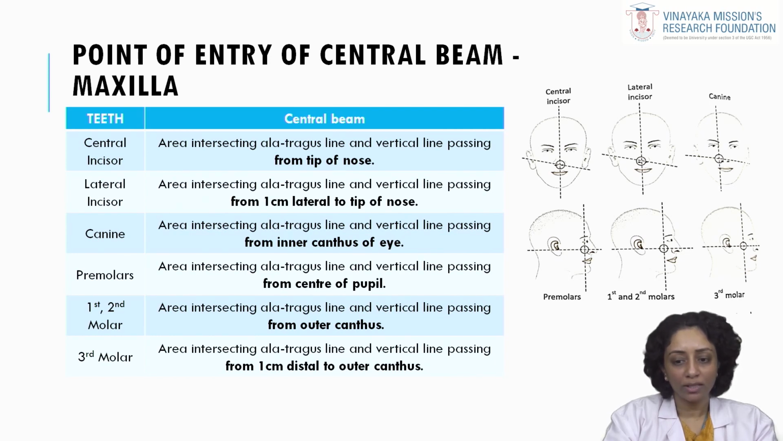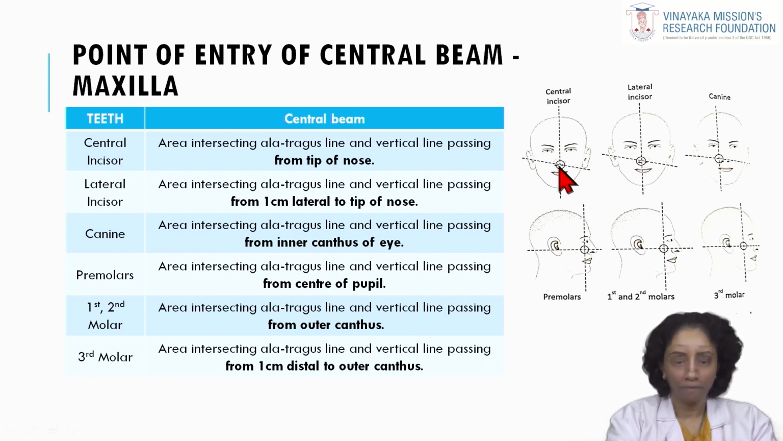So where is the central beam actually focused? We need to know a few anatomical landmarks where the central beam at plus 50 degrees is achieved in the case of the maxillary central incisor. That is called the point of entry of the central beam. For maxillary projections of the central incisor, when we say the vertical angulation is plus 50 degrees, where does the area lie? The area intersecting the alar tragal line and the vertical line, that is the mid-sagittal line, both these lines will intersect at the tip of the nose. So when we place the PID for the central incisor with plus 50 degrees, it represents the tip of the nose.